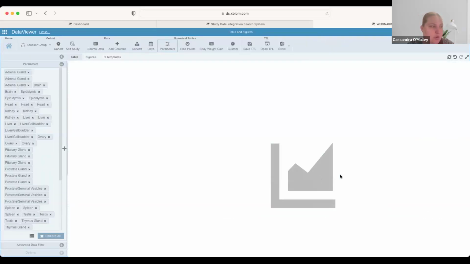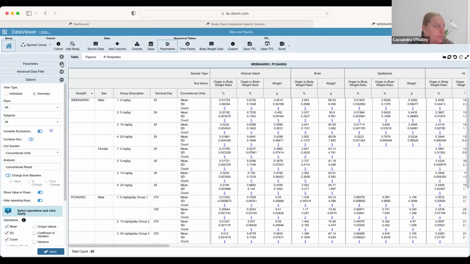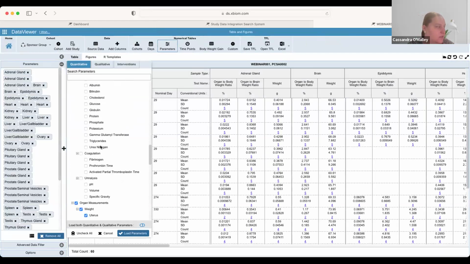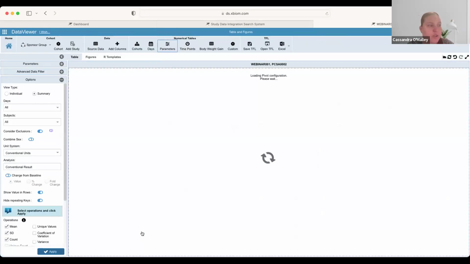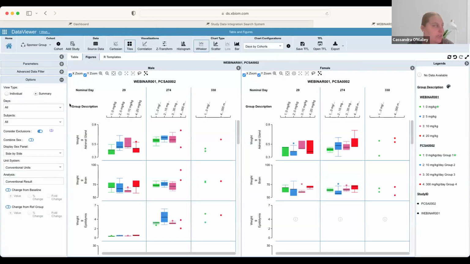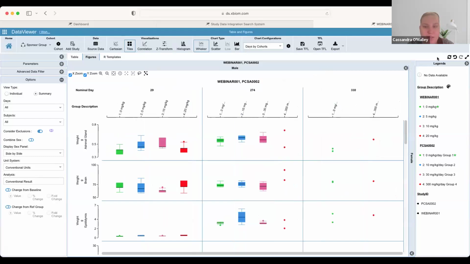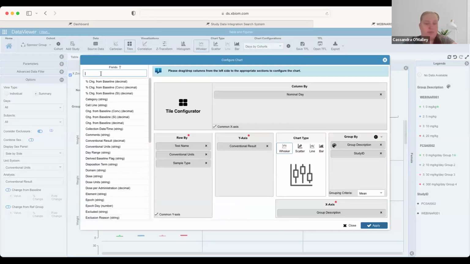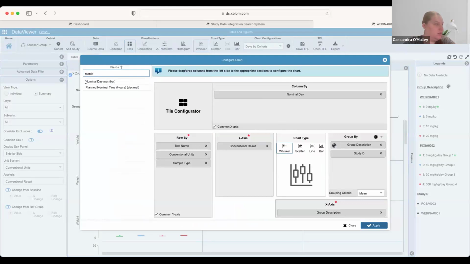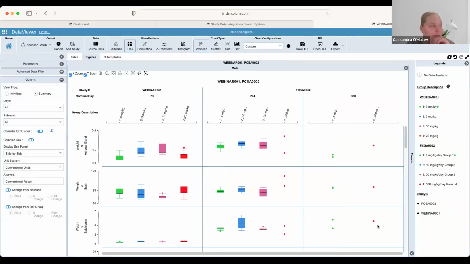I'm then going to go to the organ weights. And I'm only going to load the actual organ weights and remove the females. And then I'm going to do a simple reconfiguration very quickly. And this should be it.